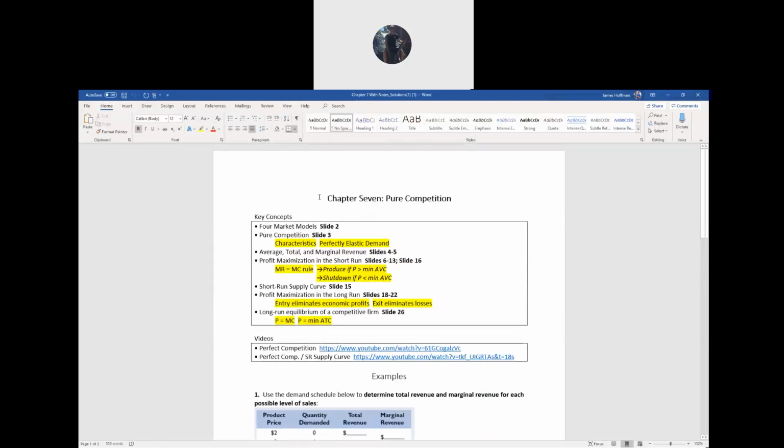Okay, so we're going to learn about 4 different types of market models, and let's just review those 4 types on slide 2, and then we'll jump into the first type, which is pure competition. So the 4 market models we're going to learn about in these 2 chapters, and the next chapter on next Monday, slide 2 here.